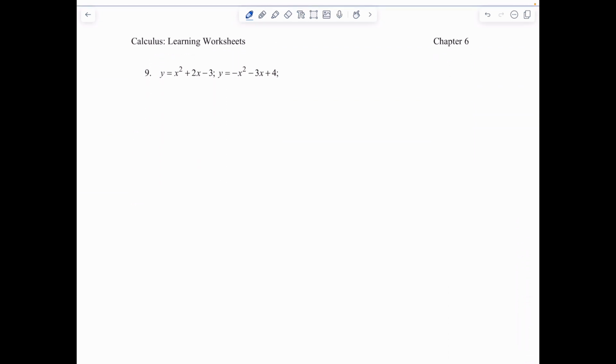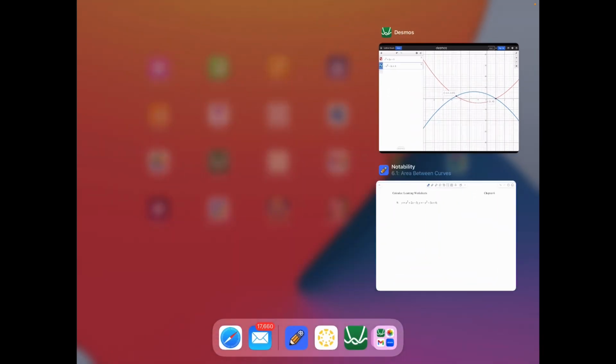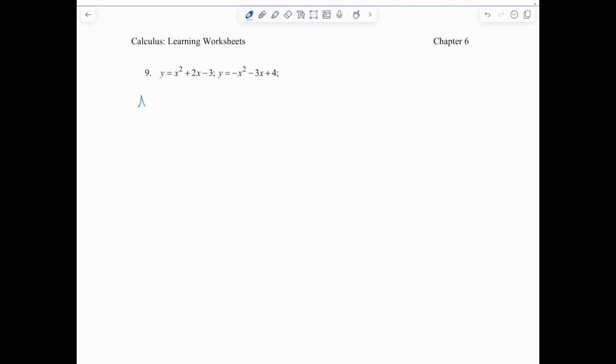Okay, y equals x squared plus 2x minus 3, and y equals -x squared minus 3x plus 4. Let's graph them. Here we have x squared plus 2x minus 3 and -x squared minus 3x plus 4. And we can see that they intersect at -3.5 and 1. So we want the area between those intersection points. Our area will be the integral from -3.5 to 1 of -x squared minus 3x plus 4 minus x squared plus 2x minus 3 dx.